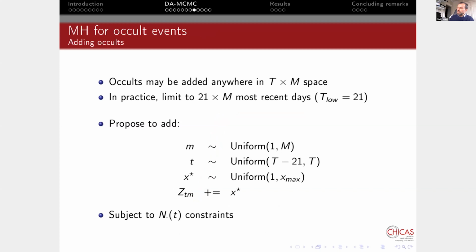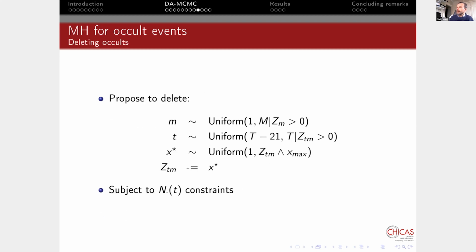So that's moving partially observed events, and we can do a similar move for our occult events. Again, we choose a metapopulation and time combination. We choose at random a number of events to add to that particular cell of the matrix, and then we calculate the likelihood in the normal way. Again, we have to choose our X star number of events carefully so that they respect the counting process constraints. And the reverse move then is to delete these occult events that we've already added.